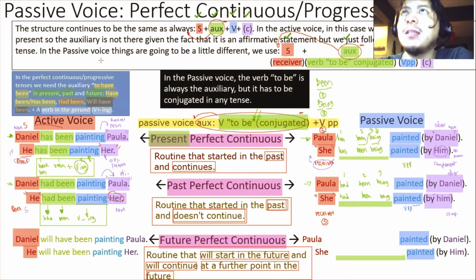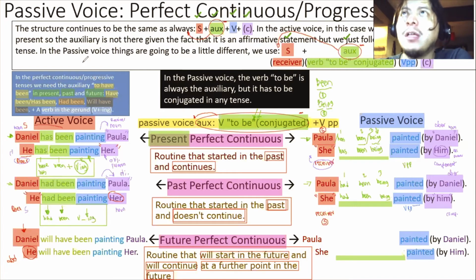And remember that in the active voice, the subject is the doer of the action. The subject is the person with the paint and with the pencil. In this case, it is Daniel. If we want to replace him, we use a personal pronoun, he. Okay? The next thing that we need is the auxiliary.